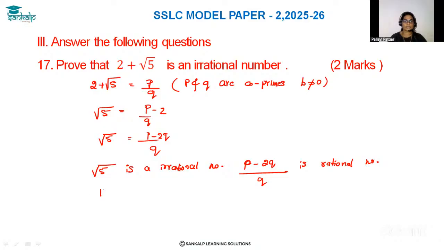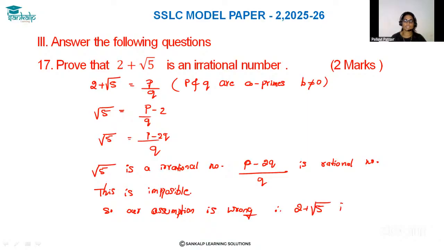So this is impossible. So our assumption is wrong. Therefore 2 plus root 5 is an irrational number.